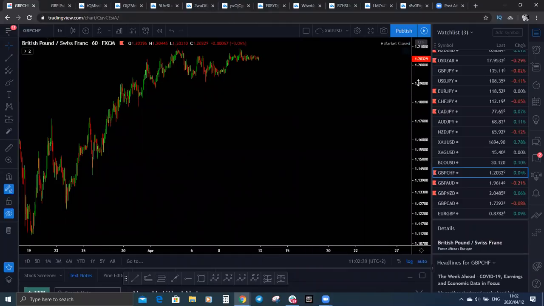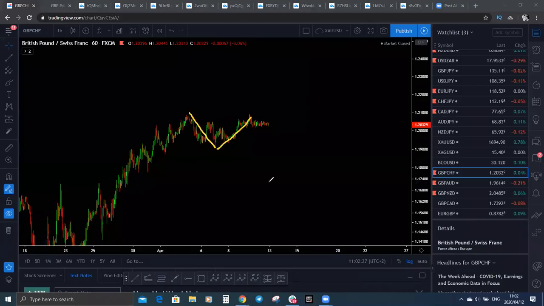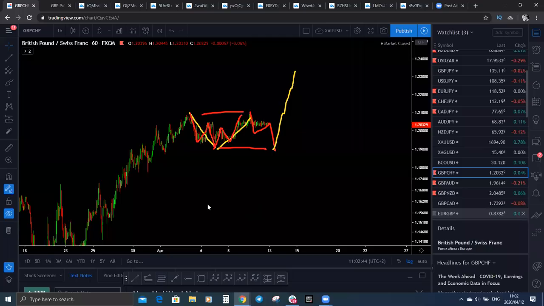So pound chief, look at pound chief and euro pound. So if you look at pound chief, looks like we've got 3 waves. Why is that 3 waves? It's 1, it's 2, it's 3. Why is this one 3 waves? It's 1, it's 2, it's 3 here. Are we gonna see another 3 waves here? That's the move that we forecasted to the downside. If we see that, then we expect this to continue higher. Now let's go to euro pound.